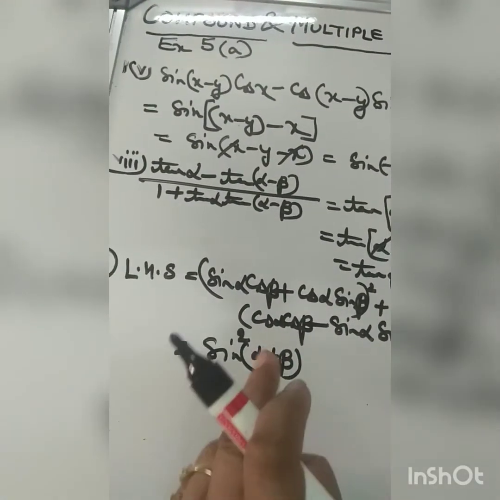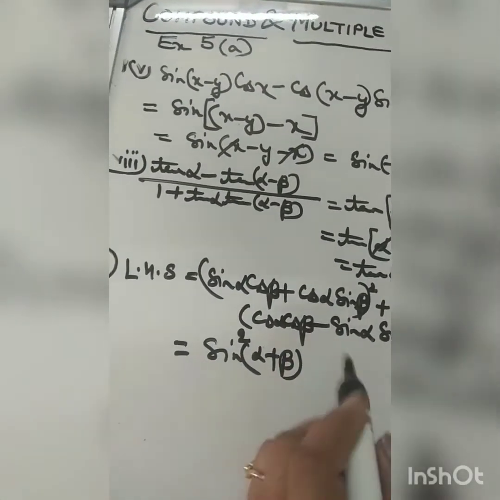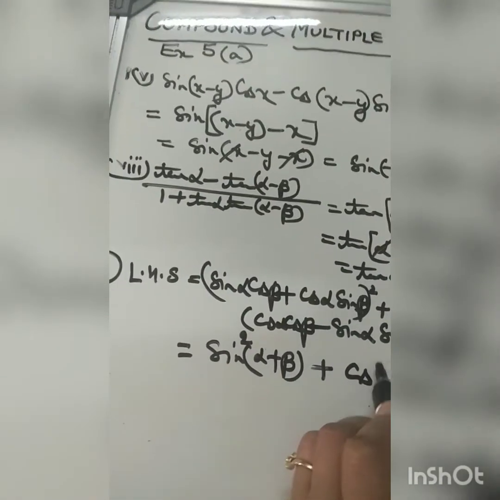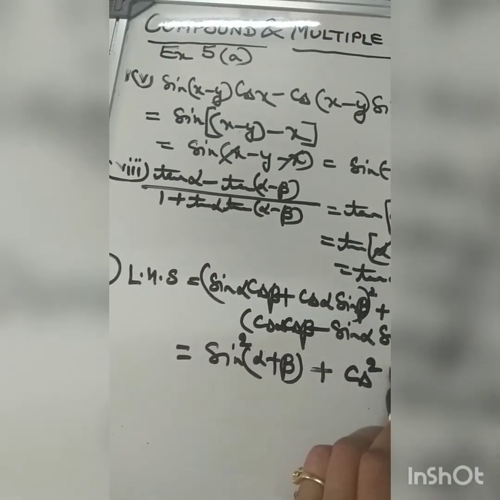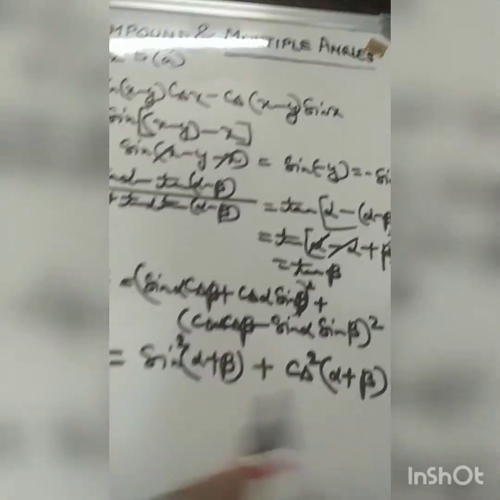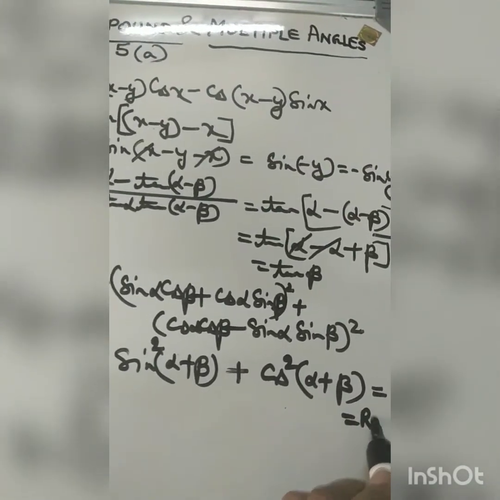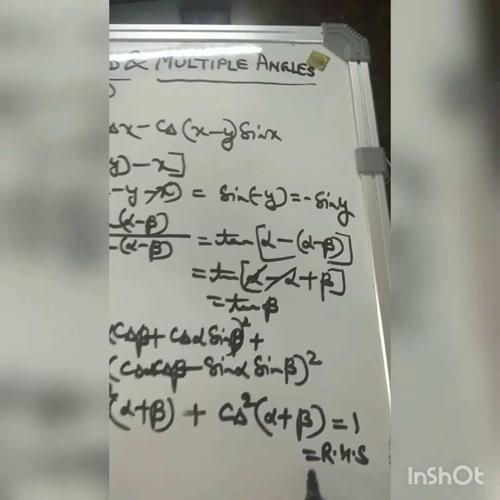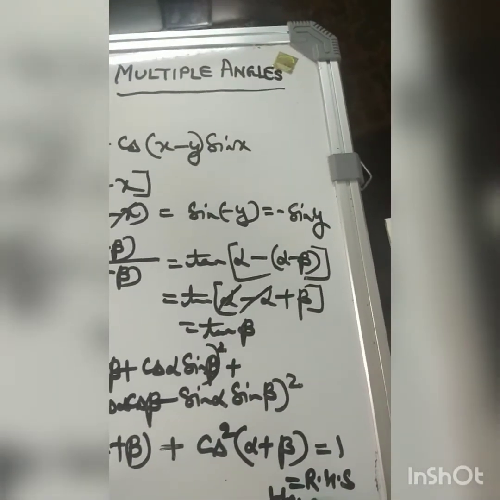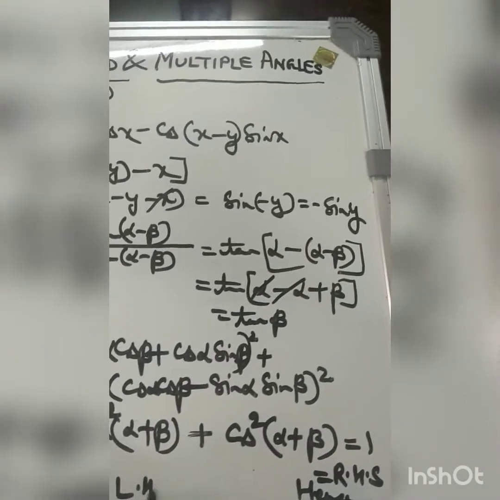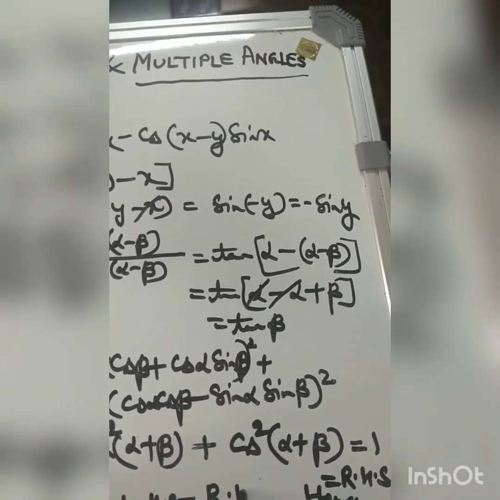Look, whole square, we write sin square theta as this, plus cos square alpha plus beta, and sin square theta plus cos square theta is equal to 1. So equals the right hand side. After that we write left hand side is equal to right hand side, hence proved.